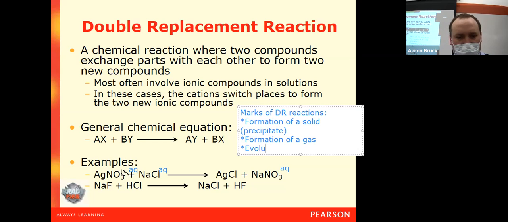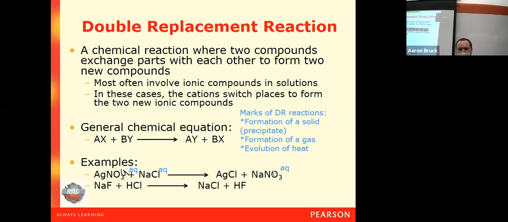The last one, evolution of heat. Sometimes you'll see multiples of these. So the baking soda and vinegar reaction, if you hold on to that bottle while that reaction is occurring, it does get warm. The reaction is releasing heat as it does. And such is the case for a lot of acid-base reactions, because most acid-base reactions fall into this category of double replacement.